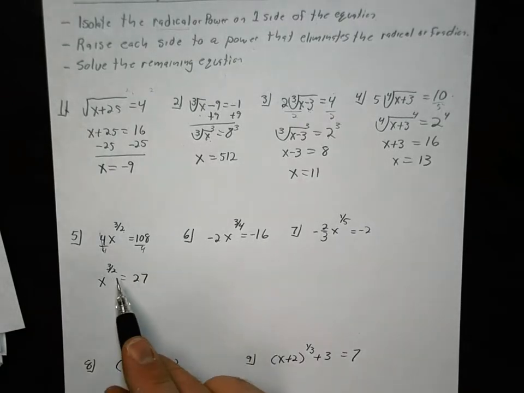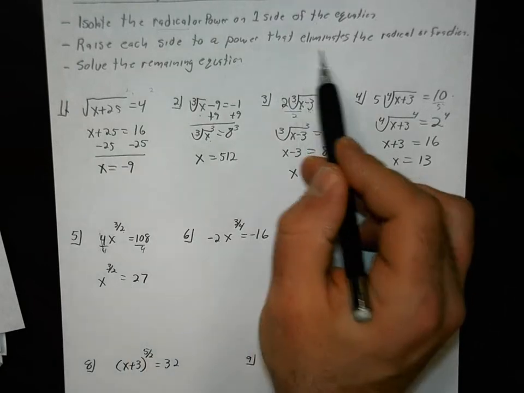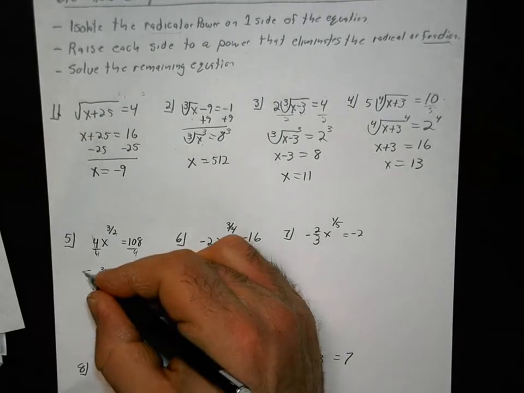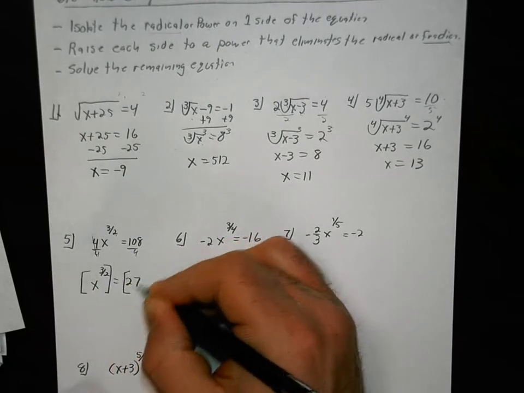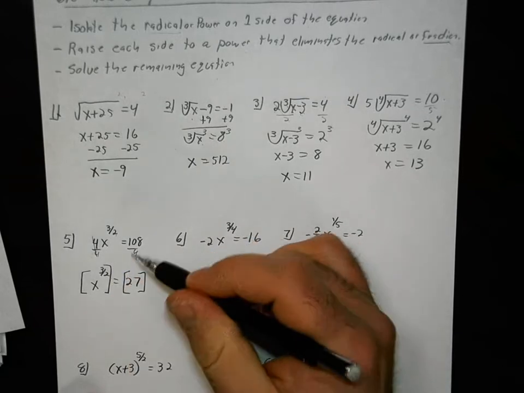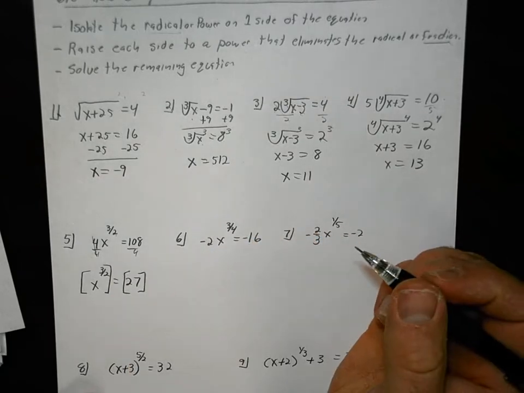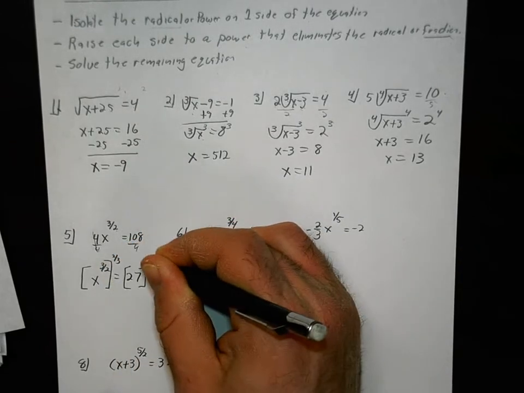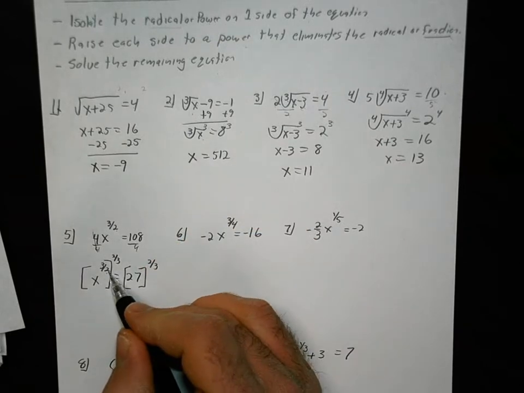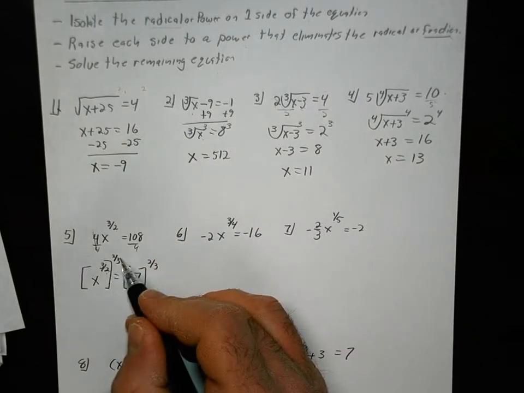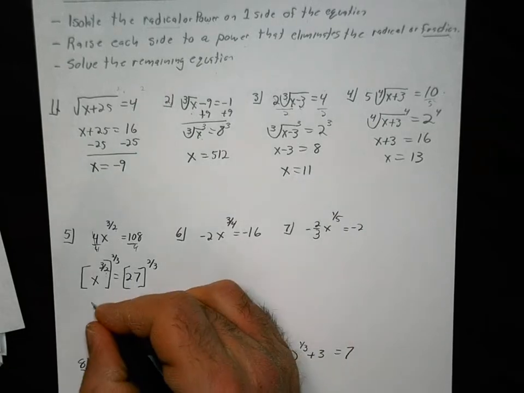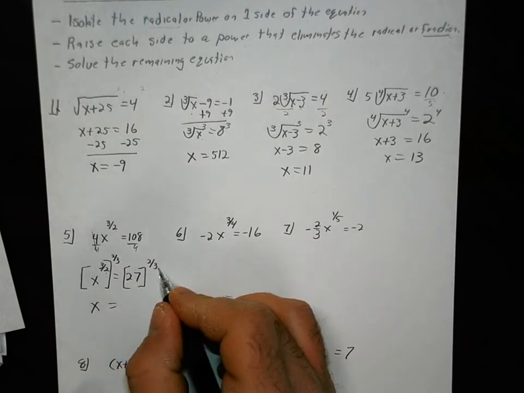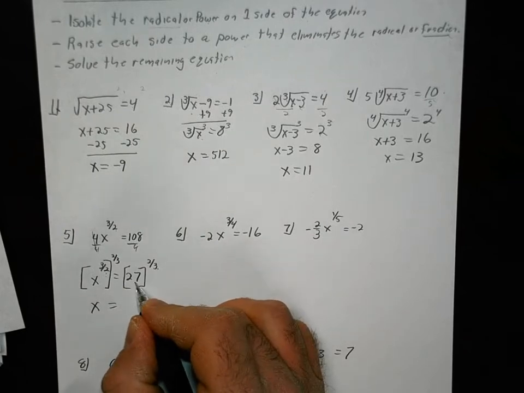Now how do I undo the 3 halves? I have to raise it to a power that will eliminate the radical or fraction. Now we have a fraction. So what I'm going to do is raise both sides to a power that's going to eliminate that fraction. The power that's going to eliminate the fraction is just the reciprocal. So if I raise it to the 2/3, 3 halves to 2/3, power to a power, we multiply those, I get 6 over 6, which is just 1, which is just x. So it undoes that. Now what's 27 to the 2/3? Well, cube root of 27 is 3, 3 squared is 9.